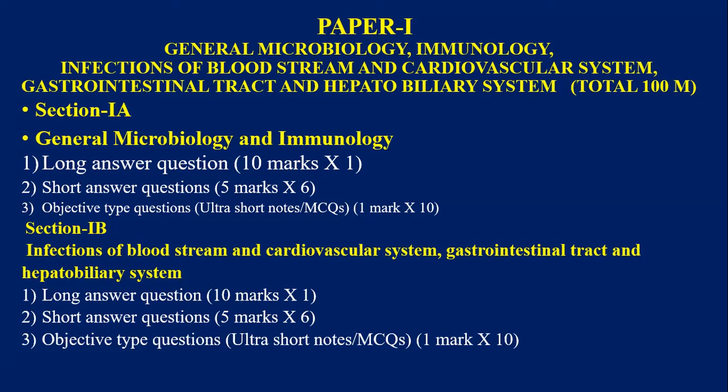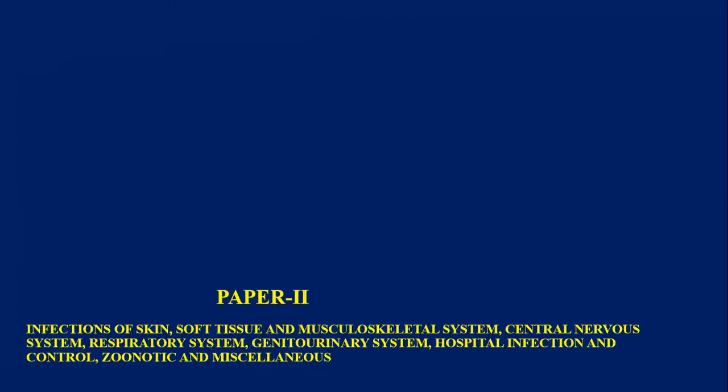Here, section 1A carries 50 marks and section 1B carries 50. So the total will be 100 marks. So this is about the model question paper of paper 1. Next is paper 2.